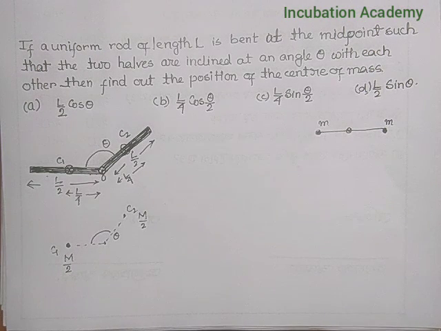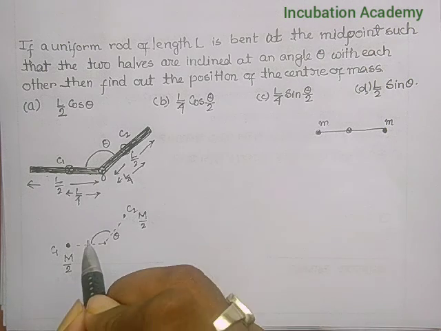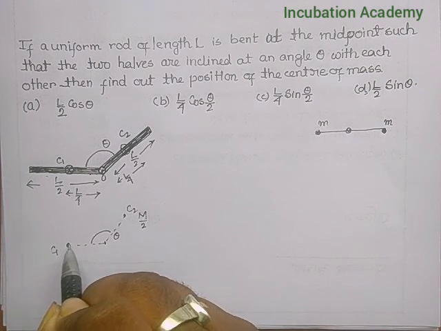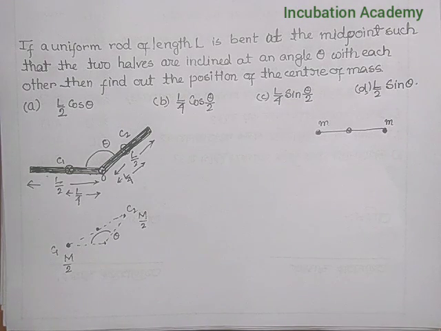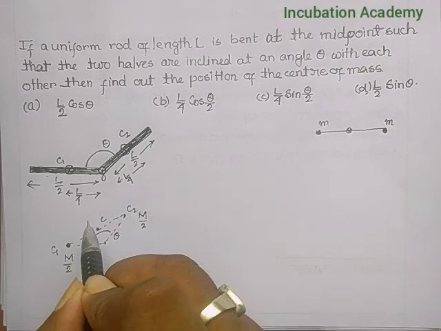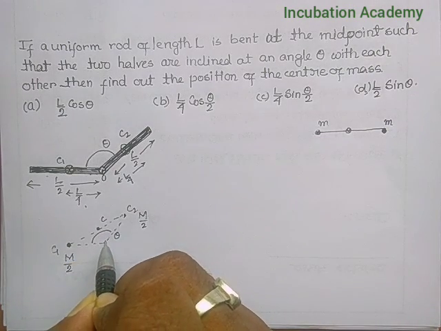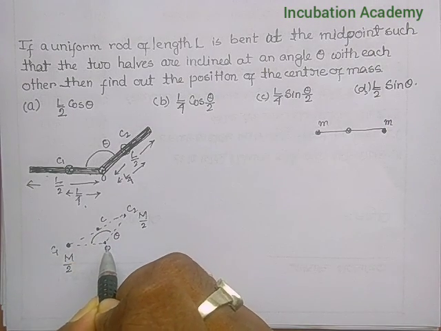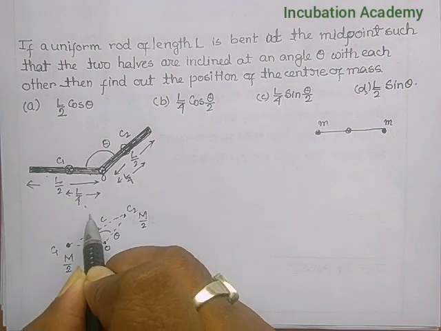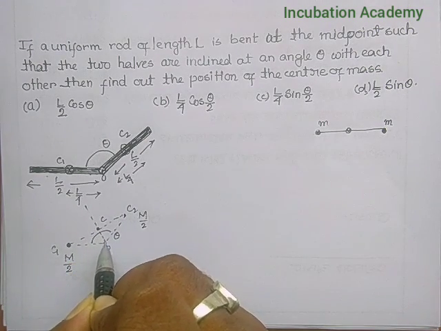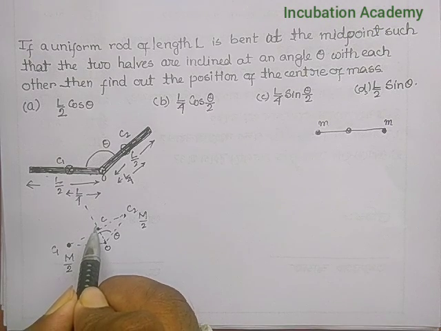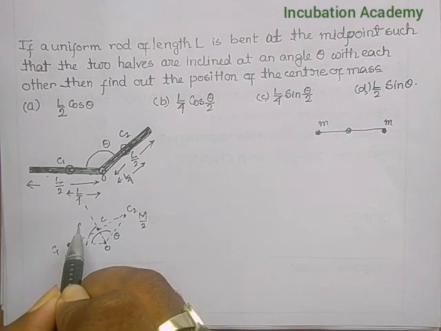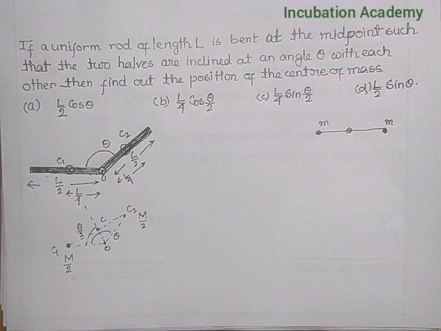So if I want to find it, then obviously the center of mass of these two mass points will be at the midpoint, and if I connect the point of bending O and C, then this is my line OC, or you can say the line of symmetry, and this angle will be nothing but theta divided by 2.